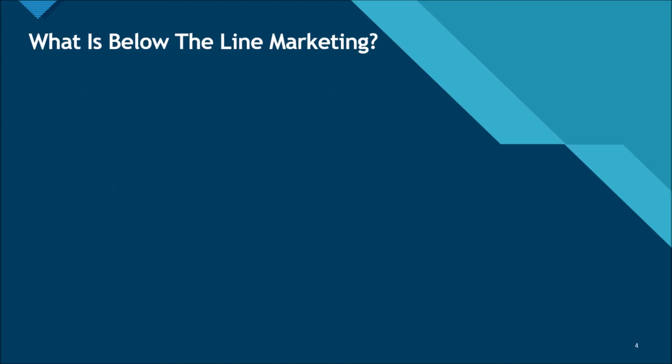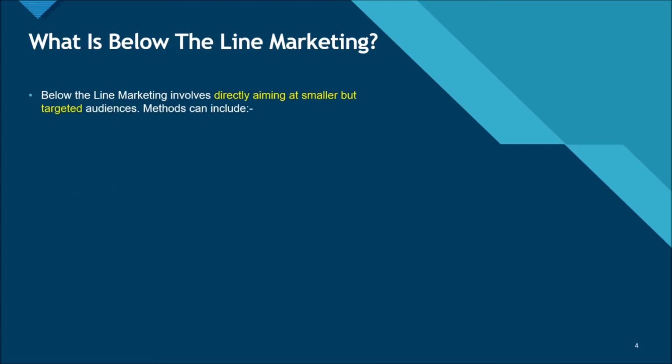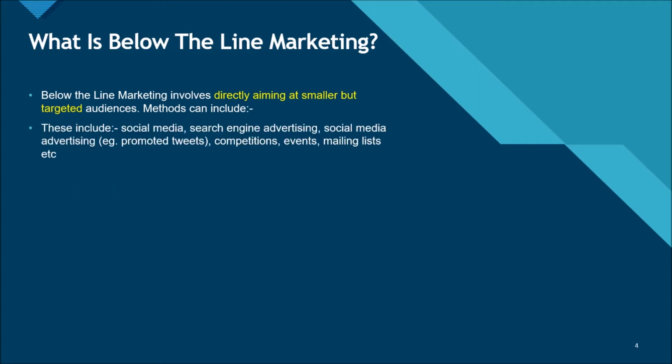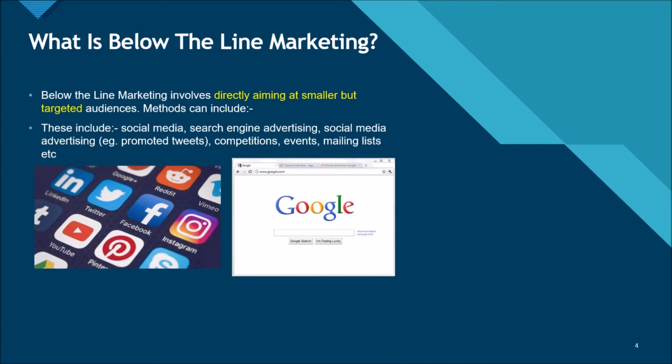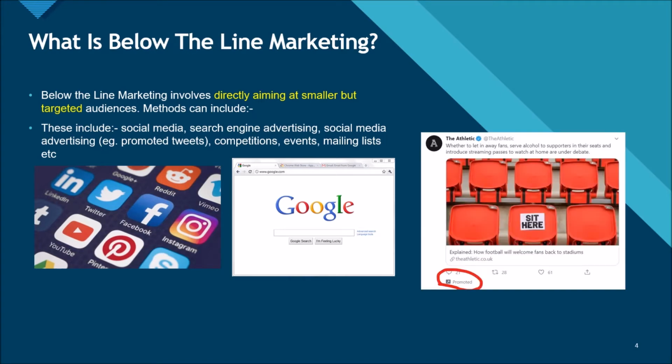So what is below the line marketing? Well, below the line marketing is where you target smaller but more specific audiences. So there's a variety of different ways that companies can do this. One way is through using social media to get to audiences, or search engine optimization, or advertising through search engines such as Google. Another way is through using social media advertising.